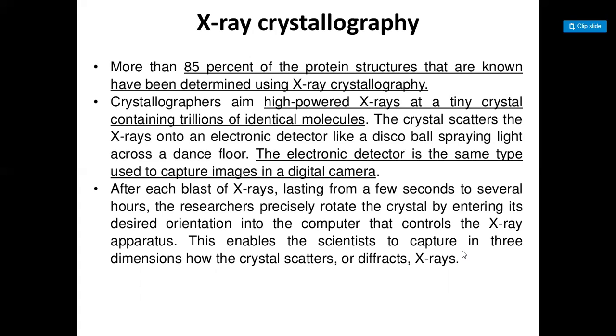The electronic detector is the same type used to capture images in a digital camera. After each blast of X-rays, lasting from a few seconds to several hours, the researcher precisely rotates the crystal by entering its desired orientation onto the computer that controls the X-ray apparatus. This enables the scientist to capture in three dimensions how the crystal scatters, or diffracts, the X-rays.